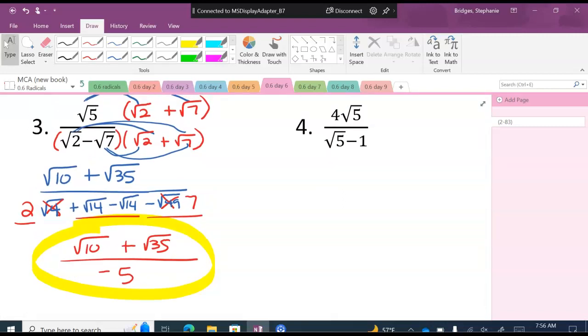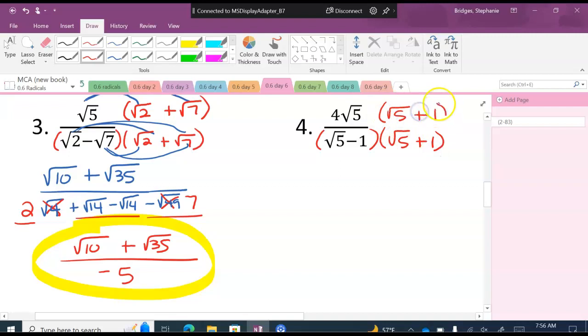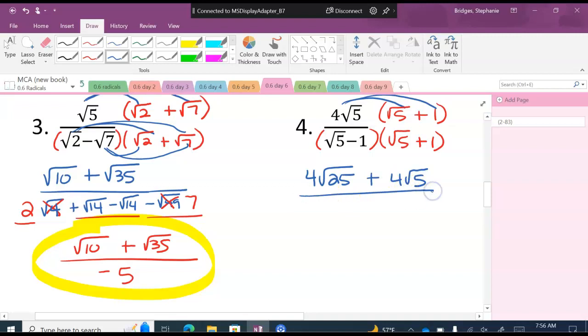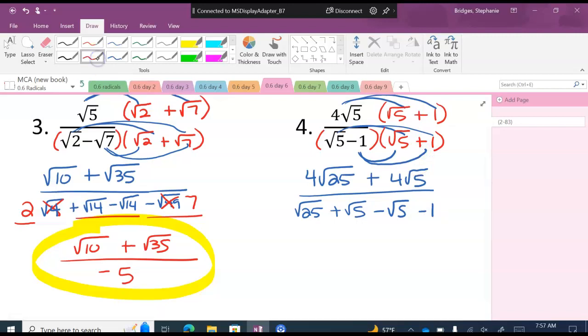All right, what's the conjugate for number 4? The square root of 5 minus 1, the conjugate would be the square root of 5 plus 1. All right, so at the top, that's going to give me 4 square roots of 25 plus 4 square roots of 5. And at the bottom, that's going to be the square root of 25 plus the square root of 5, minus the square root of 5, minus 1. Do you notice how this time we have a perfect square in the top too?